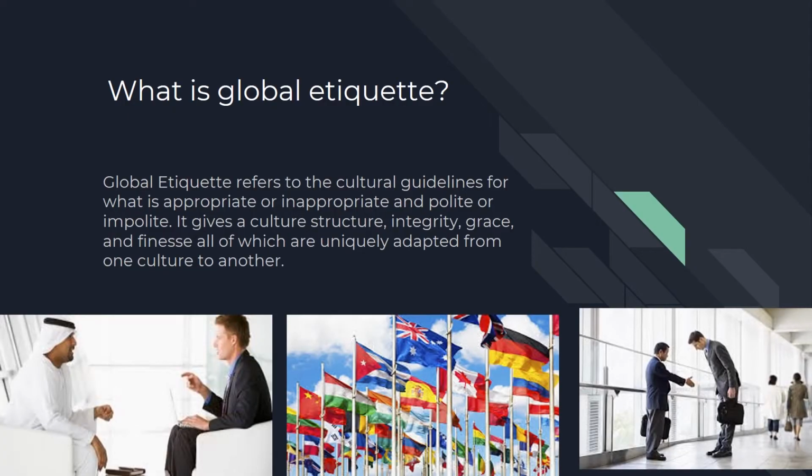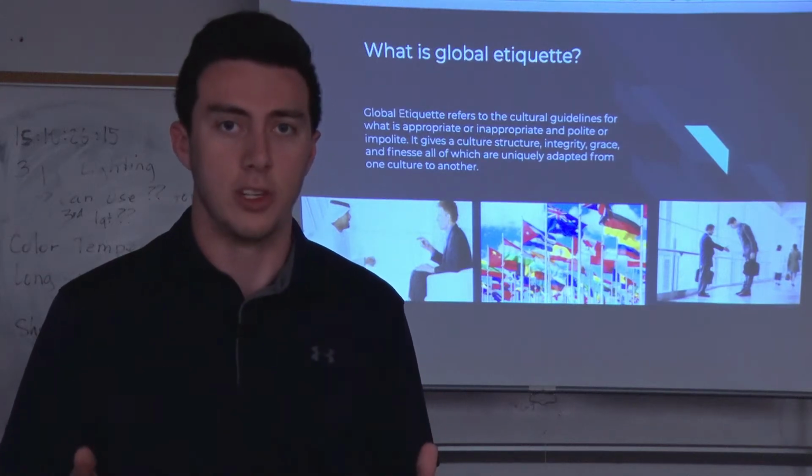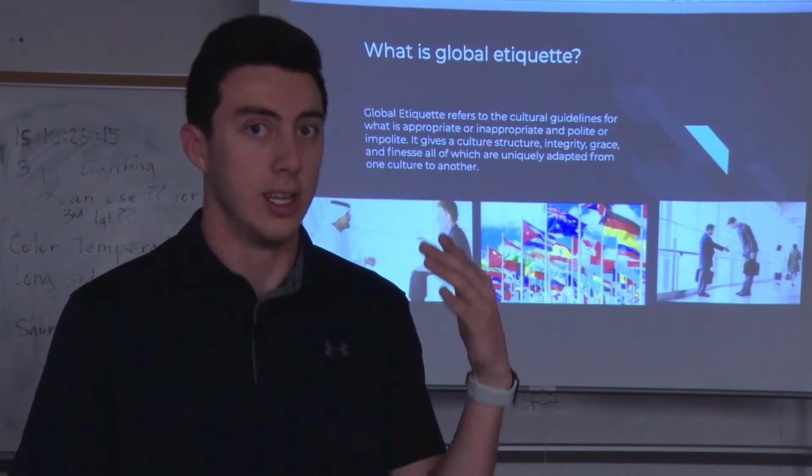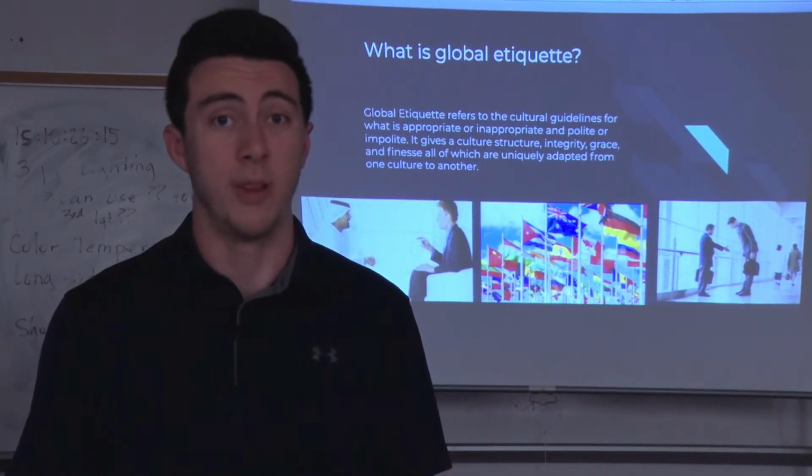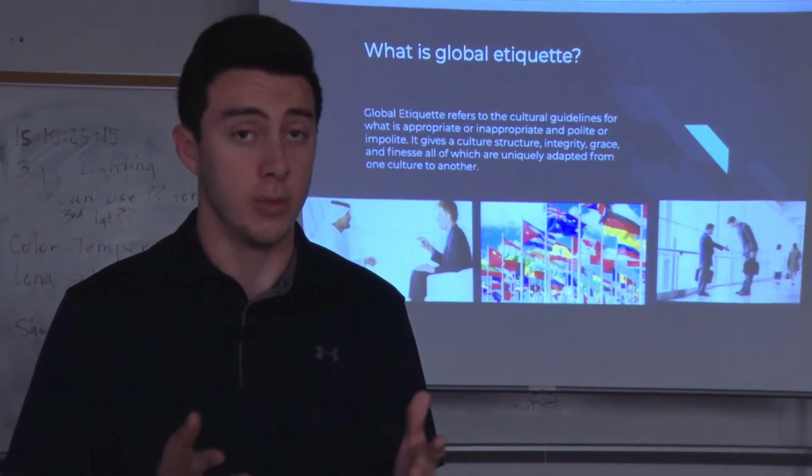So what is global etiquette and how is it defined? Global etiquette refers to the cultural guidelines for what is appropriate and inappropriate, and what is polite and impolite. It gives a cultural structure, integrity, grace, and finesse to which all our countries are uniquely adapted. What this really means is what stands out with each country, what each country prioritizes as important and not important, what is polite and impolite, because it varies from country to country.